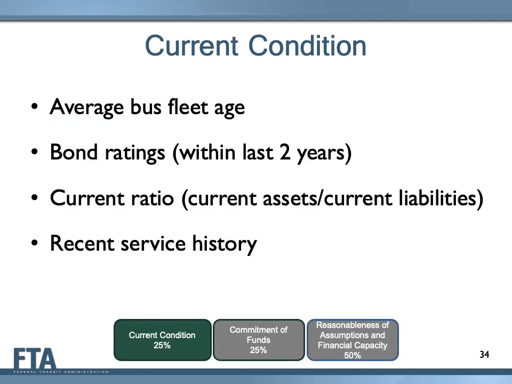FTA examines the current capital and operating condition of the project sponsor as one subfactor in its review of local financial commitment. When examining current condition, FTA looks at the average bus fleet age, bond ratings given within the last 2 years, the ratio of current assets to current liabilities from the most recent audited financial statement, and recent service history, including whether there have been any significant cuts in service. FTA places the greatest emphasis on the bus fleet age and current ratio. The current condition subfactor is weighted 25% when developing the summary local financial commitment rating.